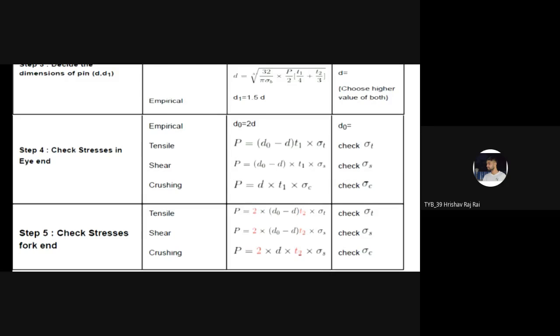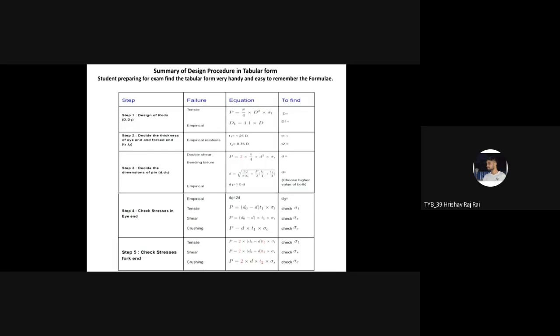If you have understood everything, what you have to do is go through this chart. In the case of the cotter joint also, I have provided that chart. In the case of the knuckle joint also, I have provided that chart. So that chart alone is sufficient to understand the various steps involved in the cotter joint as well as in the knuckle joint. Okay.